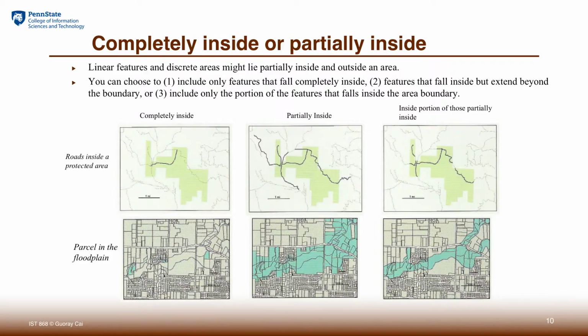For example, if you try to find all the roads inside a protected area, protected land, and you want to make sure the roads are in the right construction, the application may require that the road must be completely inside so that the budget can cover all the construction. Or the road may be qualified for funding even if it's partially located inside the protected area, like the second case.